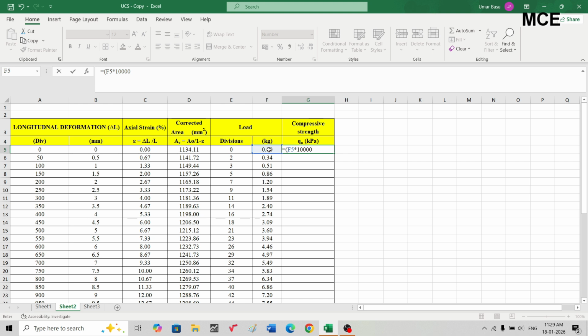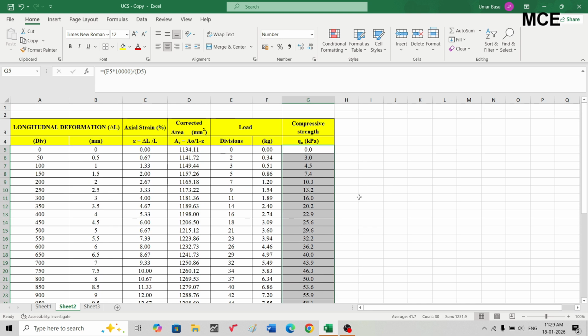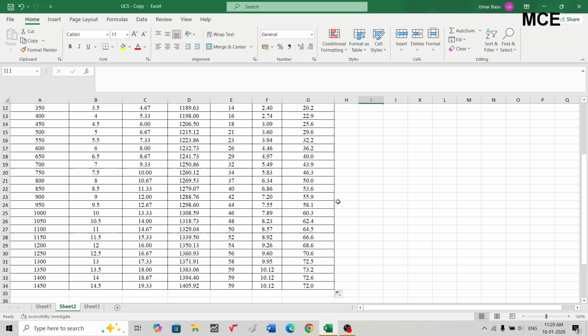So finally we have to multiply the load with 10 raised power 4, then simply divide it with the corrected cross sectional area, and we will get the compressive strength in kilopascal. So multiply the load in kg with 10 raised power 4, divide it by the cross sectional area in mm square, and you will get the compressive strength in kilopascal. For 0 it's 0. If you drag it till the last row, you can see the compressive strength in kilopascal for the rest of the values. So this is our compressive strength.